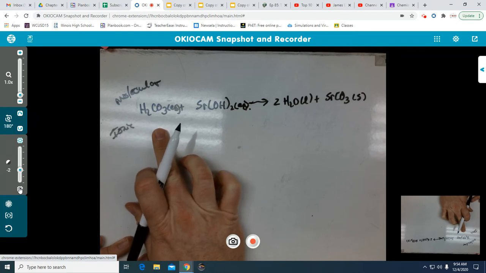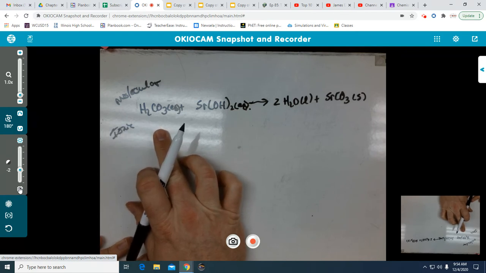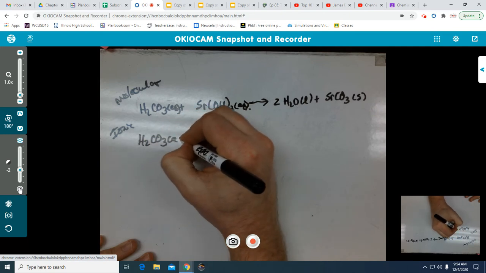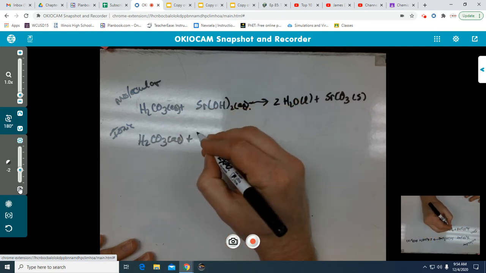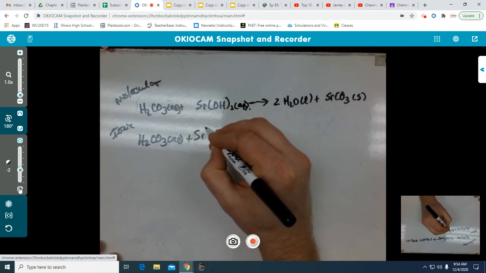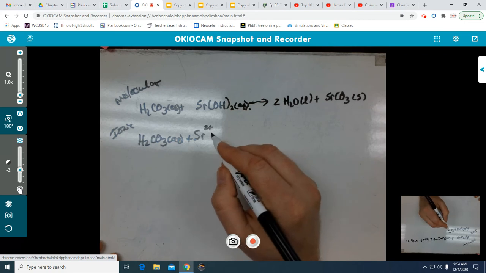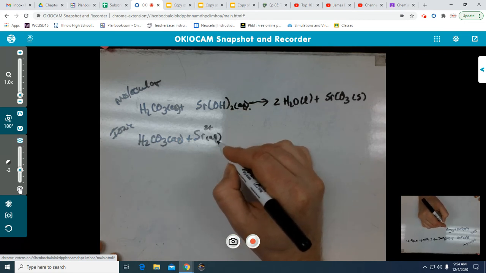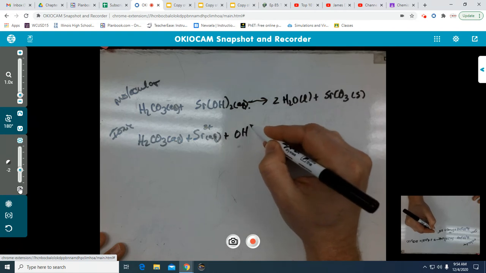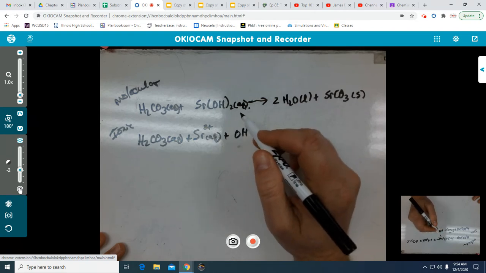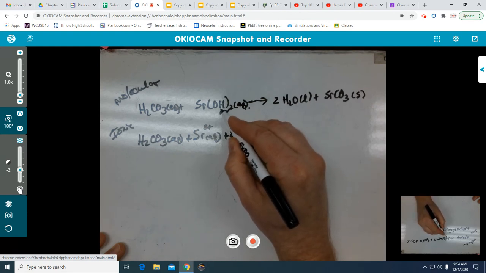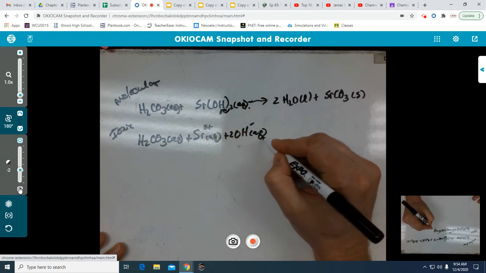H2CO3 is a weak acid, therefore a weak electrolyte, and does not completely dissociate. So it just gets rewritten like the original. Strontium hydroxide, however, is going to be dissociated into its ionic components. So that's strontium 2 plus aqueous plus OH minus. You need to put a coefficient of 2 there because that 2 goes right into here, and that's also aqueous.